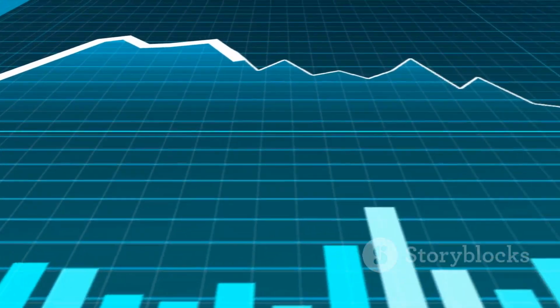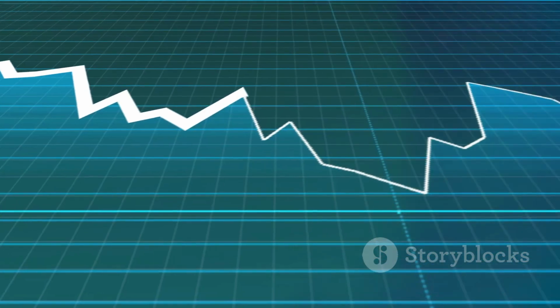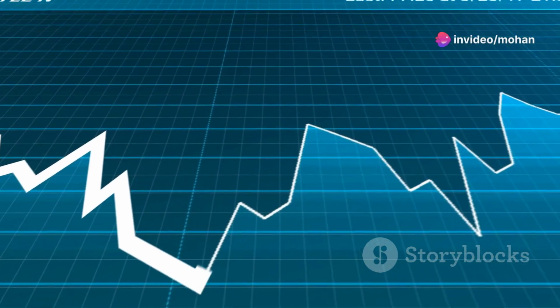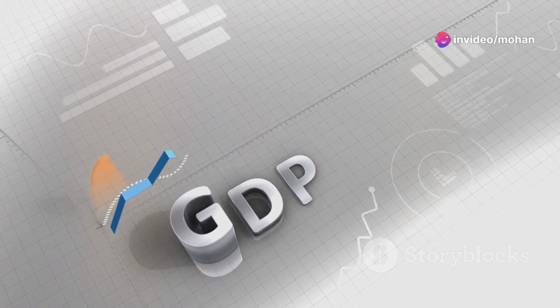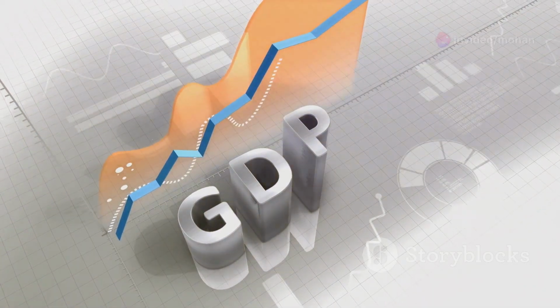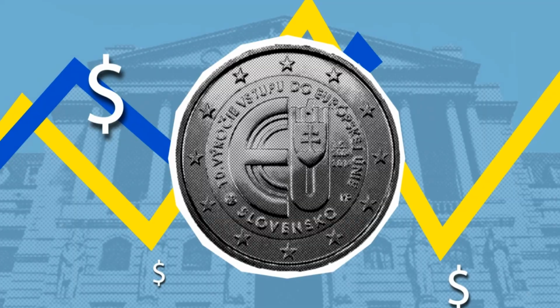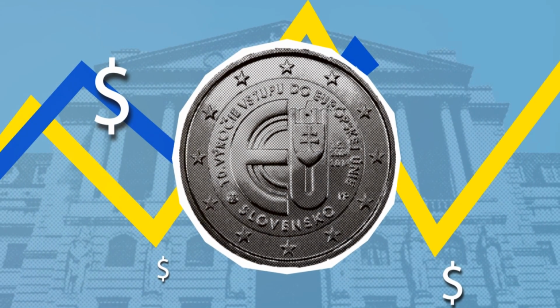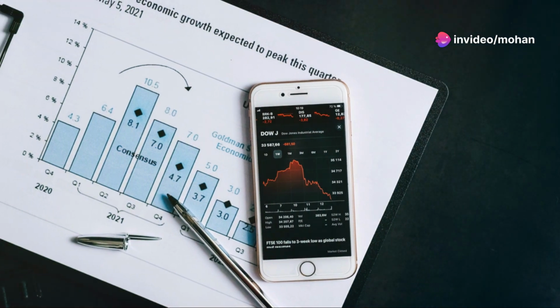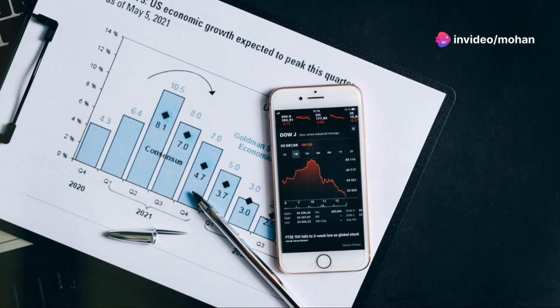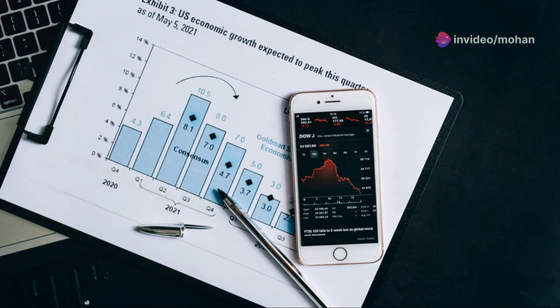A rising GDP generally indicates a healthy economy with increasing production and consumption. This often leads to job creation, higher wages, and improved living standards. Conversely, a declining GDP signals economic contraction, potentially resulting in job losses, reduced consumer spending, and lower business investment.